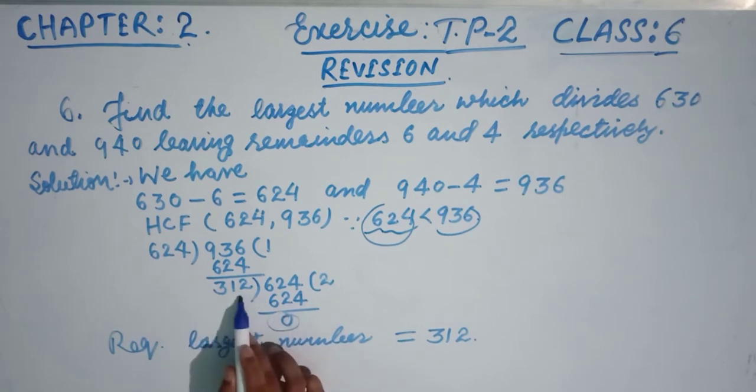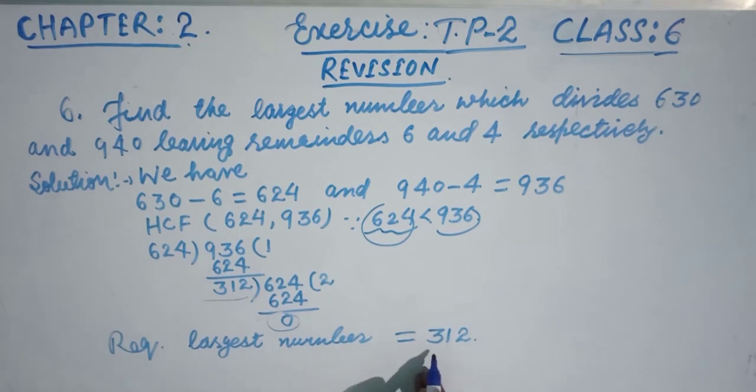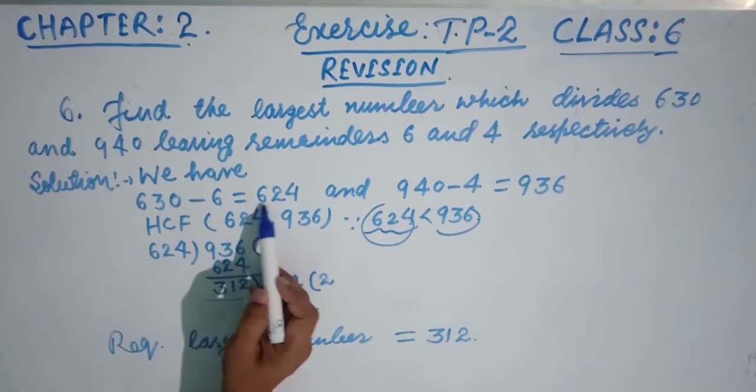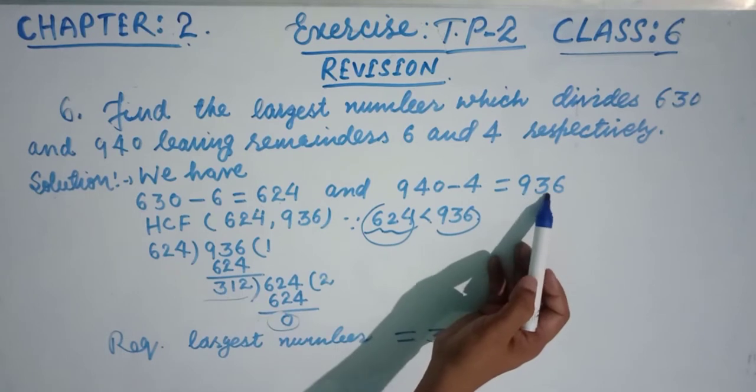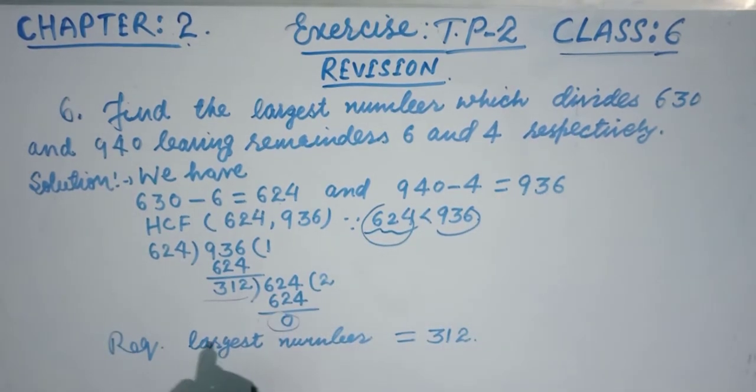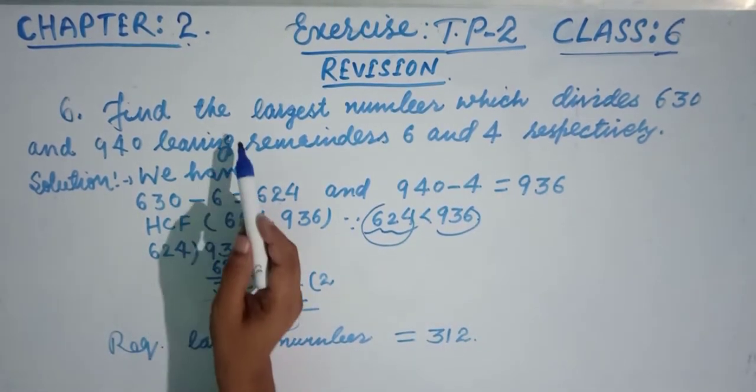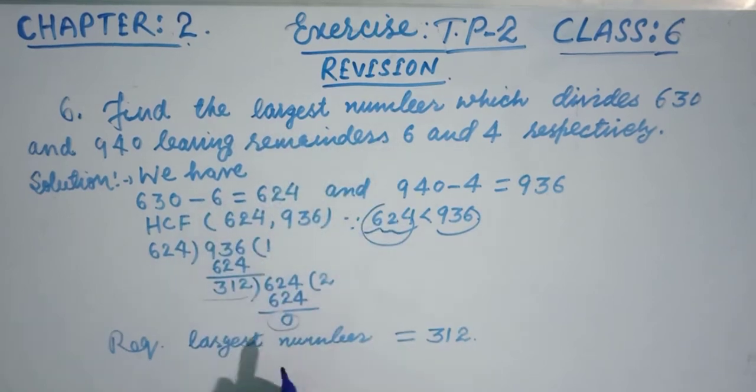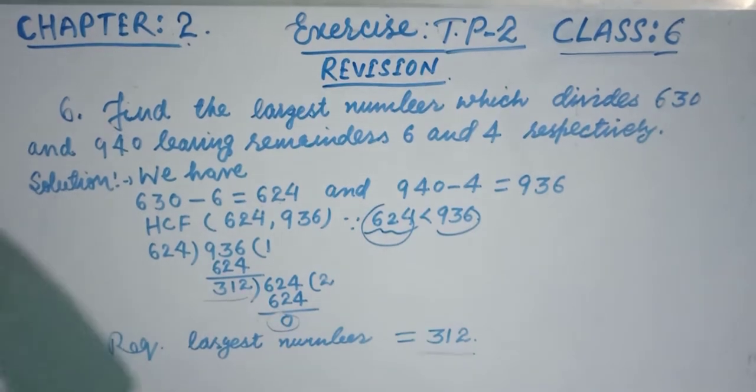Then we have to see the divisor of this step. So the divisor of this step is 312. So this 312 is the HCF of this 624 and 936. So this HCF is nothing but it is the required largest number that we have to find. So this is your answer. 312 is the answer. Now next question.